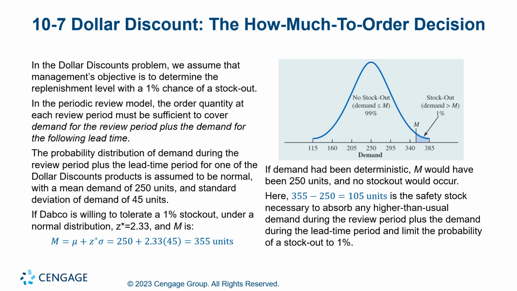In this problem, how much safety stock is necessary to absorb any higher than usual demand during the review period? We have 355 minus 250 units, which is equal to 105. So 105 would be the safety stock necessary to absorb any spike in the demand during the review period plus the demand during the lead time period. This safety stock limits the probability of a stock out to 1%.